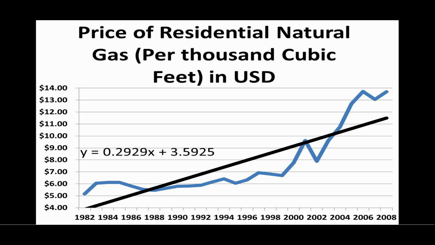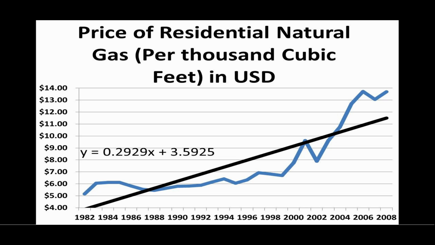So what that equation tells us is that in order to describe in a linear way the yearly changes of the price of residential natural gas in terms of US dollars in the US, we could assume that the price, and that price, by the way, is per 1,000 cubic feet, according to this regression line, was $3.59 in 1982, and we would have to add roughly 30 cents each year to come up with the price for that year.